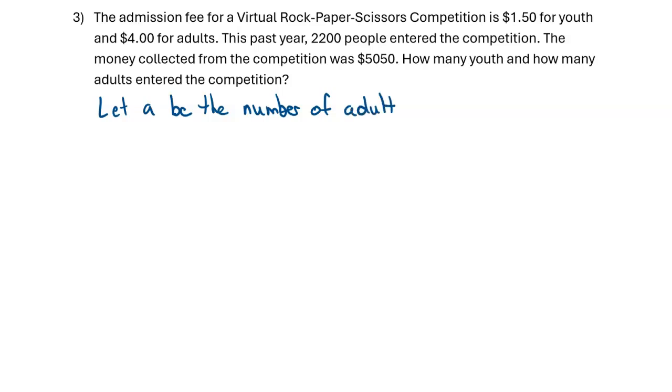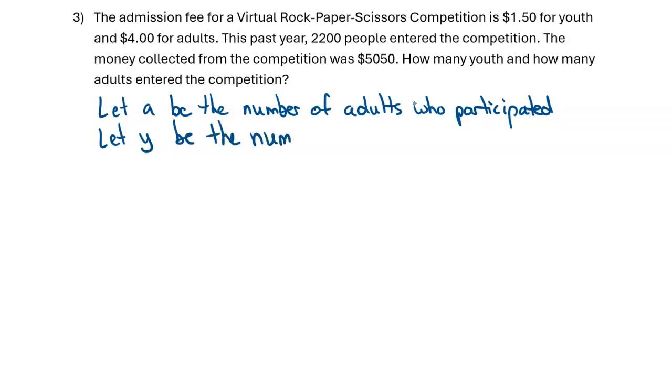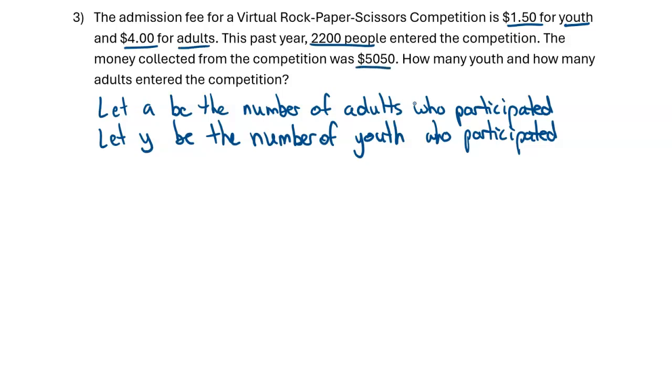First thing we need to do is define variables here. And so we're going to let A be the number of adults who participated. And so if A is the number of adults who participated, then Y would be the number of youth who participated. The reason that we always define it as the number who participated is because it allows us to find what it's asking in the question. It's all about defining what was asked in the question. The question is there at the end. And so we have $1.50 for youth, and we have $4 for adults. 2,200 people competed, and we raised $5,050.